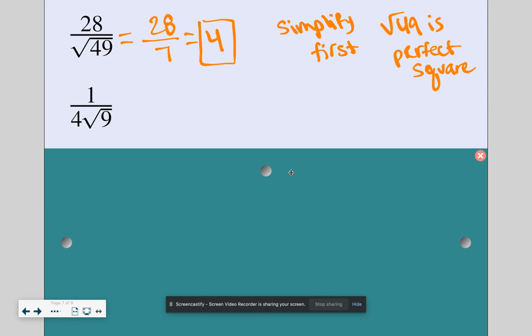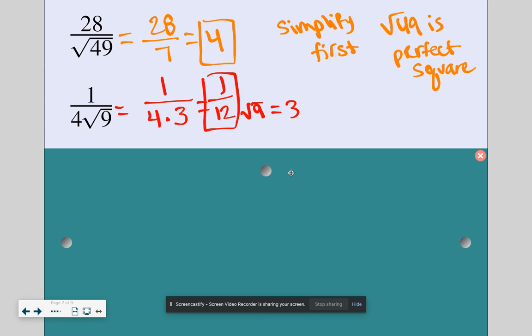Okay. Same thing right here. We got a perfect square in the bottom. Square root of 9 is a perfect square. So we have 1 over 4 times 3. Square root of 9 is 3. So you can just change that to a 3. So now on the bottom, we have 1 over 12.